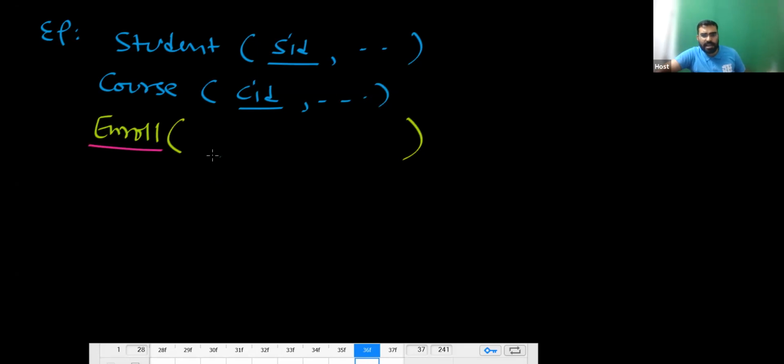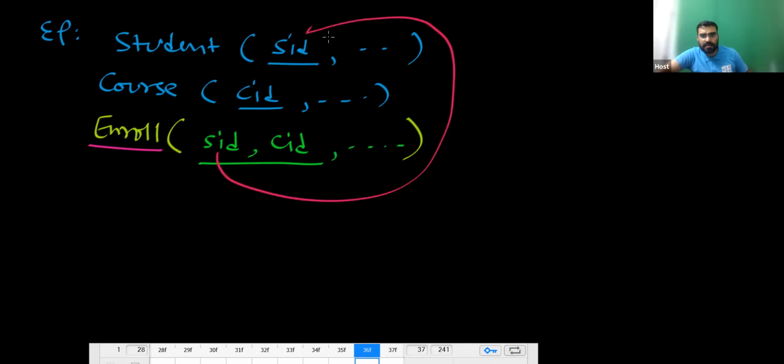Can anyone tell me in the enrollment which student is taking which course? Let's assume that one student can take many courses and one course can be taken by many students. Then you can clearly see that SID, CID, this combination is going to be the key, and you can notice what will happen. This will be a foreign key here, and this will be a foreign key here, correct?